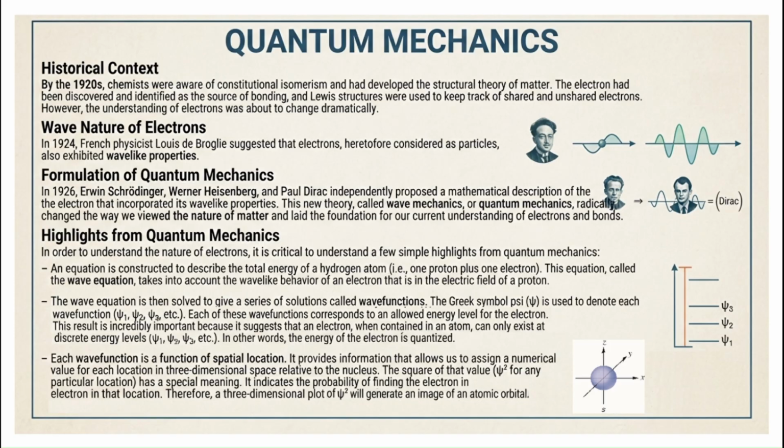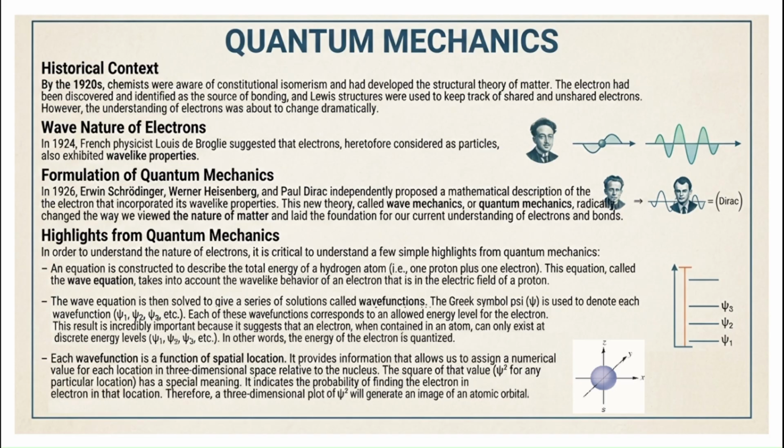In order to understand the nature of electrons, it is critical to understand a few simple highlights from quantum mechanics. An equation is constructed to describe the total energy of a hydrogen atom, i.e., 1 proton plus 1 electron. This equation, called the wave equation, takes into account the wave-like behavior of an electron that is in the electric field of a proton. The wave equation is then solved to give a series of solutions called wave functions. The Greek symbol psi is used to denote each wave function, psi1, psi2, psi3, etc. Each of these wave functions corresponds to an allowed energy level for the electron.